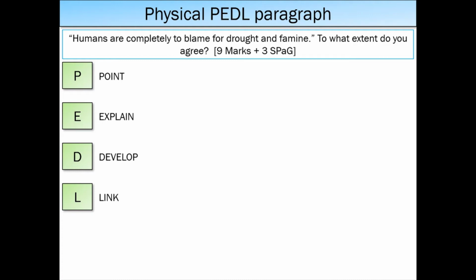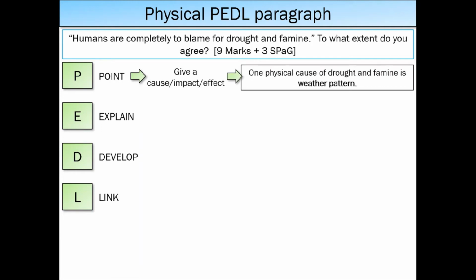So first of all, for our point, you're going to give a cause, an impact, or an effect. Now, I've only said one cause. We're not going to make a list of them. We're going to give one cause, and then we're going to go through and explain it using the rest of PEDL. So for the example that we're using, we're going to look at a physical cause of drought, and the physical cause of drought that I'm going to give as an example is weather patterns. So one cause of drought and famine is weather patterns.